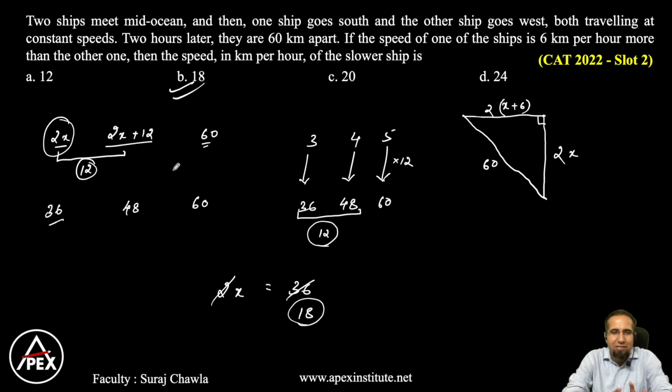So very simple question, nothing to be done. All we need to know is Pythagorean triplets, right? And then once we know the Pythagorean triplets, our job becomes easy to solve. Let's look at the next question here.